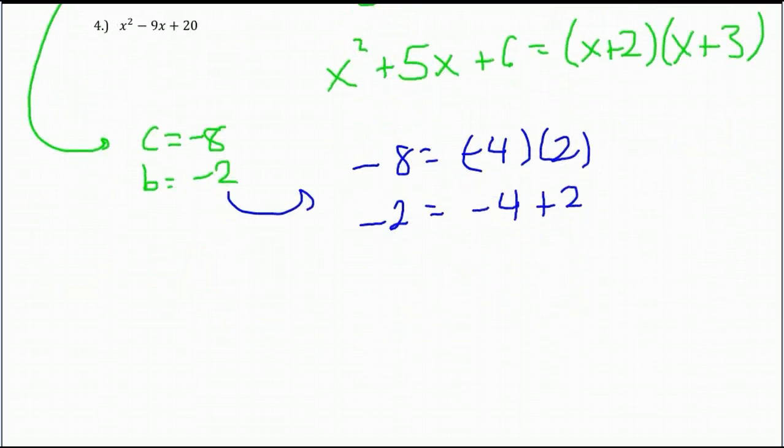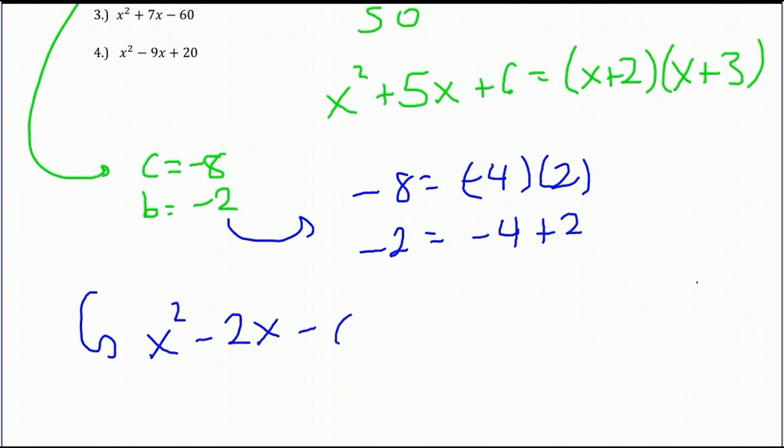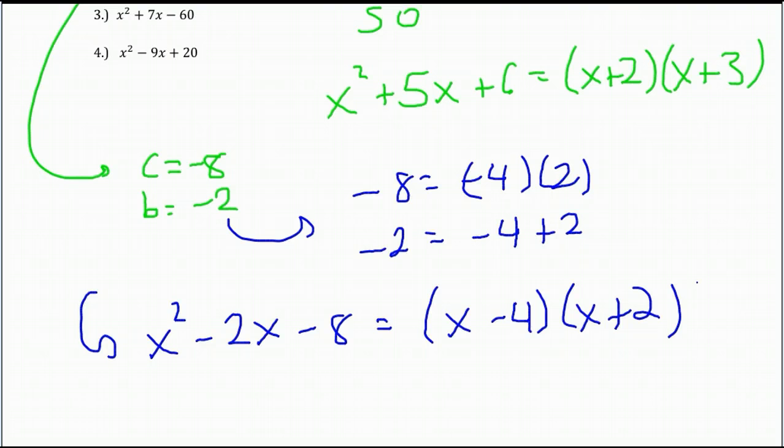So we're going to be able to factor our polynomial x squared minus 2x minus 8 as x minus 4 times x plus 2. We could think about that as x plus -4, but it's just shorter to write x minus 4, and then times x plus 2.